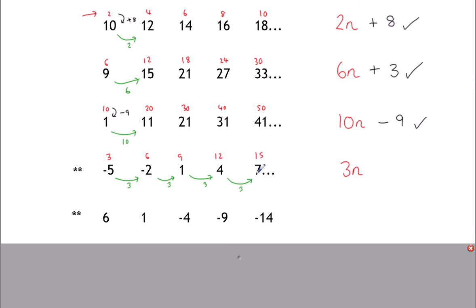So there's the 3 times table. My numbers in black are definitely smaller because I'm starting on -5. What have I done to the 3 times table? I've taken away 8. So 3n minus 8. And because we've taken away so many, that's why it's starting in the minuses.